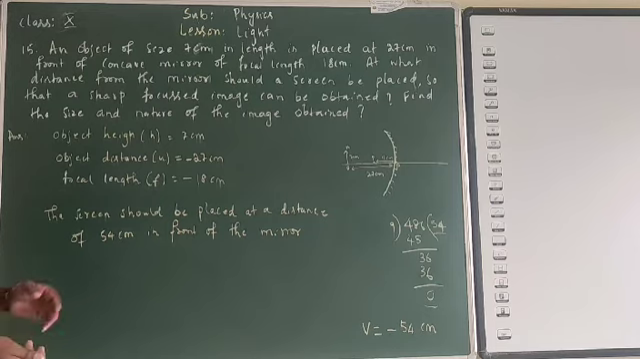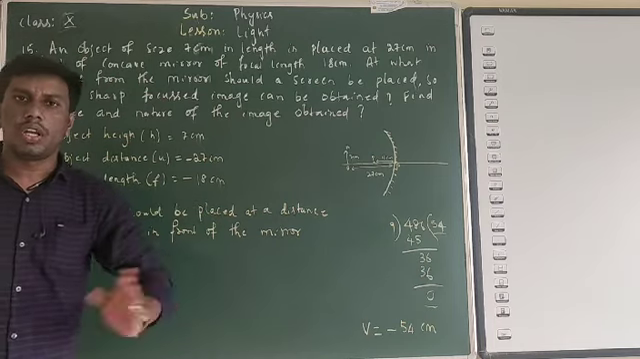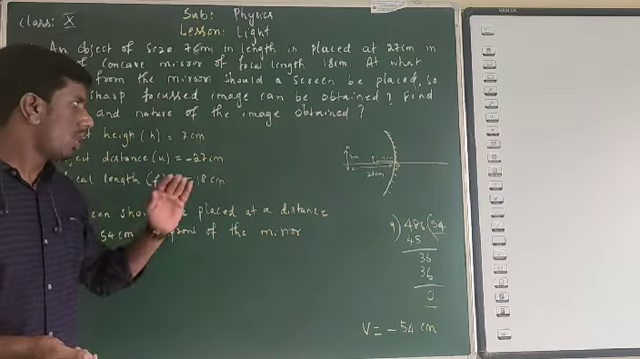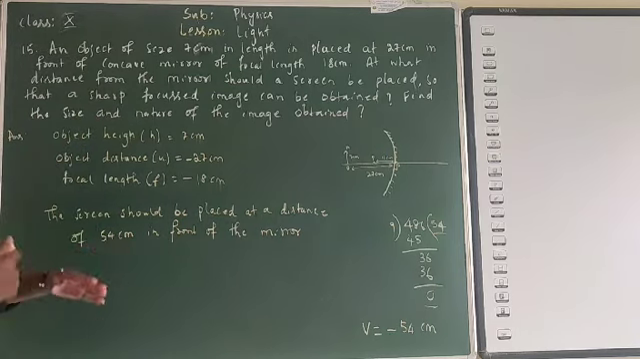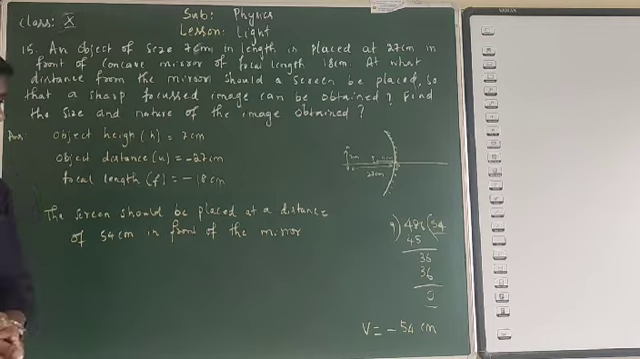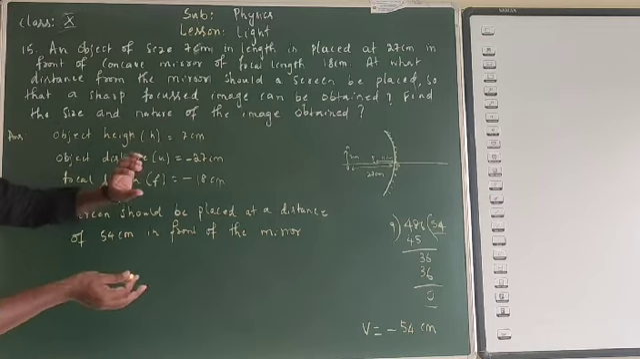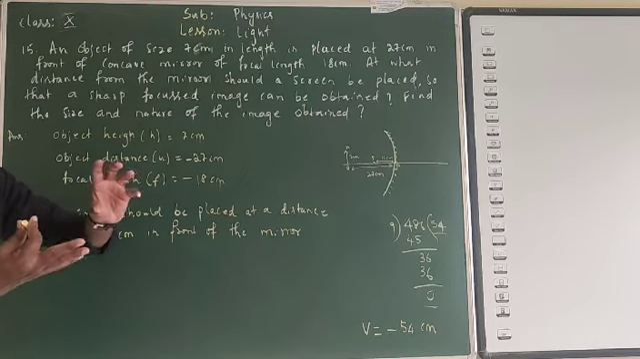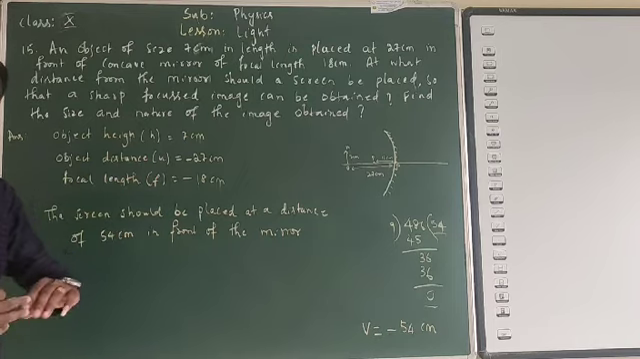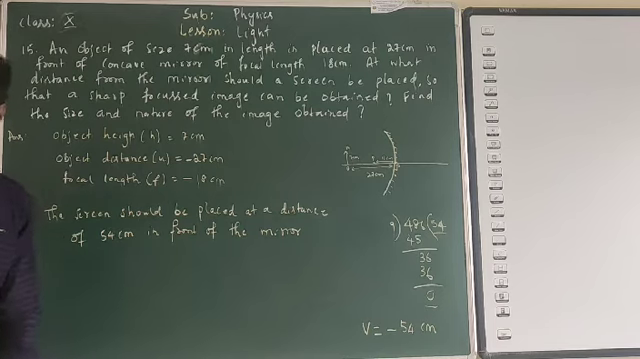In order to find the nature and the size, especially to find out the nature, whether it is virtual or real, we should find out the magnification. So let me find out the magnification. Then using the magnification, we will find out the height of the image. So object height will be there, image height will be there. We will compare that. So which is more? If the image height is more, it means an enlarged image. If the image height is less, it means it is a smaller image. We will conclude that. Okay.